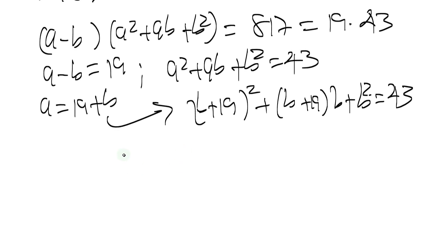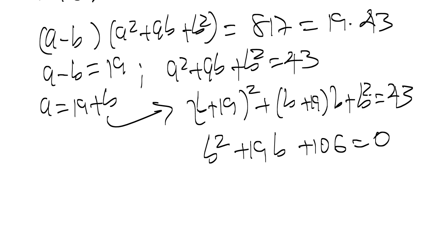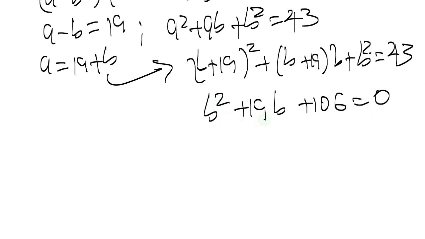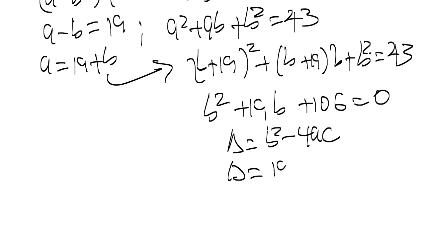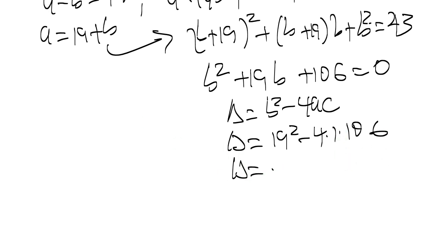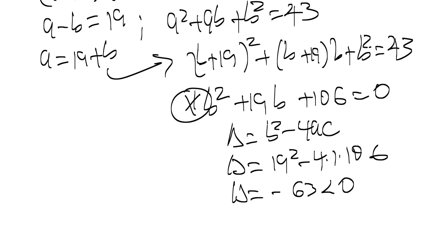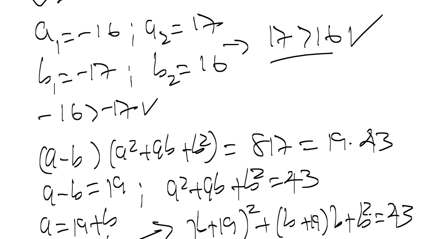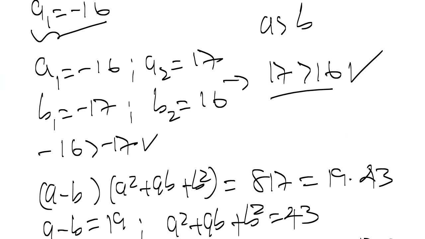And then, guys, solving this and simplifying, we're going to get to B squared plus 19B plus 106, and then this is 0. Okay, and then let's find delta here. So we're going to have delta equals b squared minus 4ac. So this is going to be 19 squared minus 4 times 1 times 106, and this will give us that delta is negative 63, which is smaller than 0. This means that this one here doesn't work too. Okay, so the only real solutions we got are these ones here.